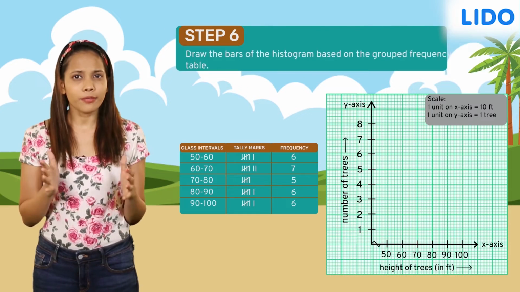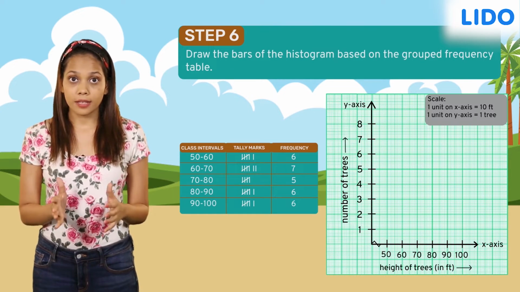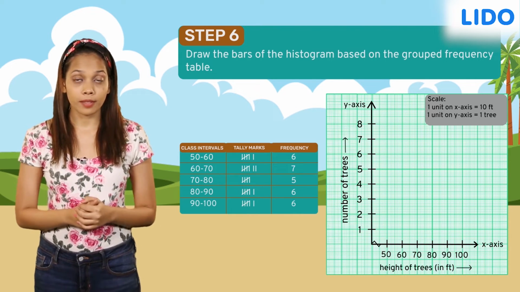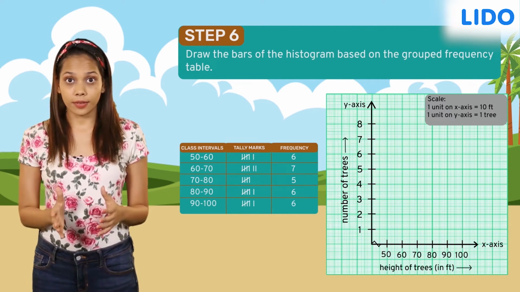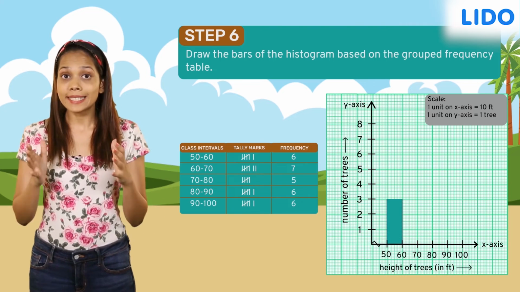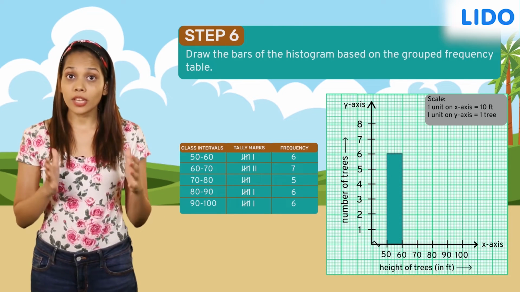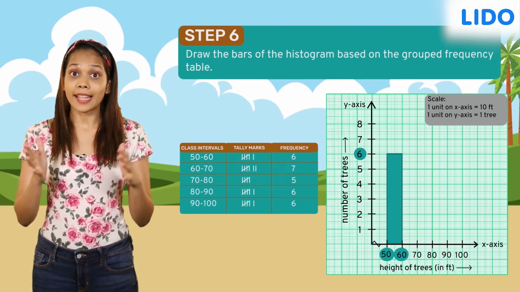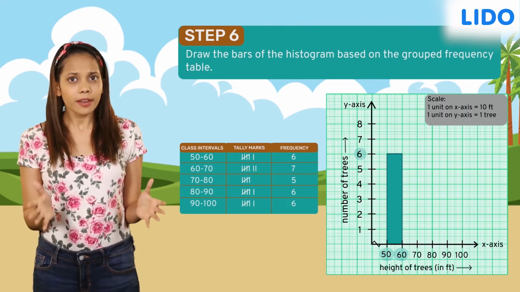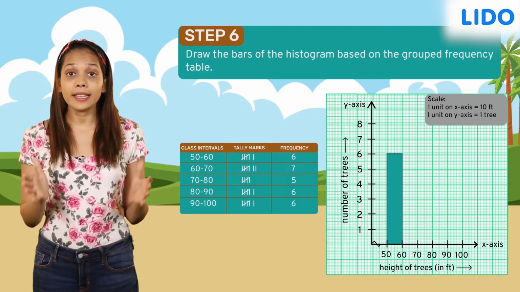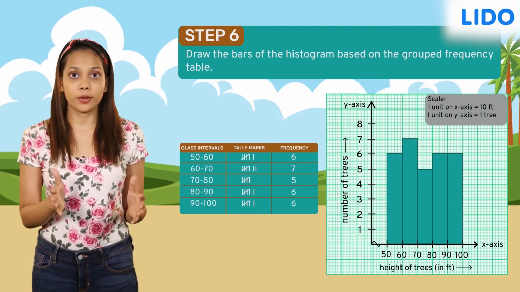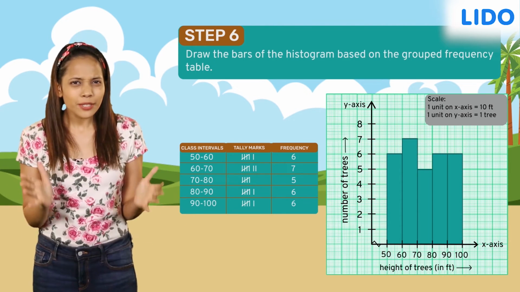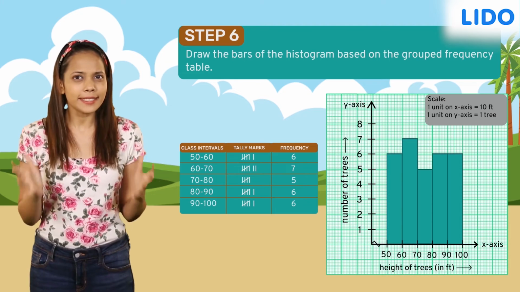The sixth and the final step is to draw the bars for each class interval up to a height equal to the frequency. So, for the first class interval, we'll draw the bar to height 6 on the y-axis, which implies that 6 of all the trees are between 50 and 60 feet tall. Similarly, we'll draw the bars for the remaining class intervals based on their frequencies. And it's done! Wow! That's quite a smart and creative way to represent data.